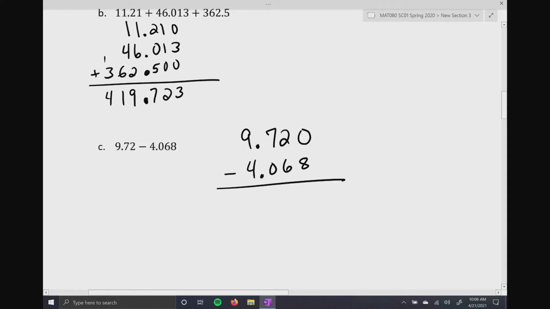So the 2 becomes a 1, and the 0 becomes a 10. So I get 10 minus 8, which is 2. Now 1 minus 6, I have to borrow again. So the 7 becomes a 6, and the 1 becomes an 11. 11 minus 6 is 5. 6 minus 0 is 6. Decimal. And 9 minus 4 is 5. Are there any questions so far?